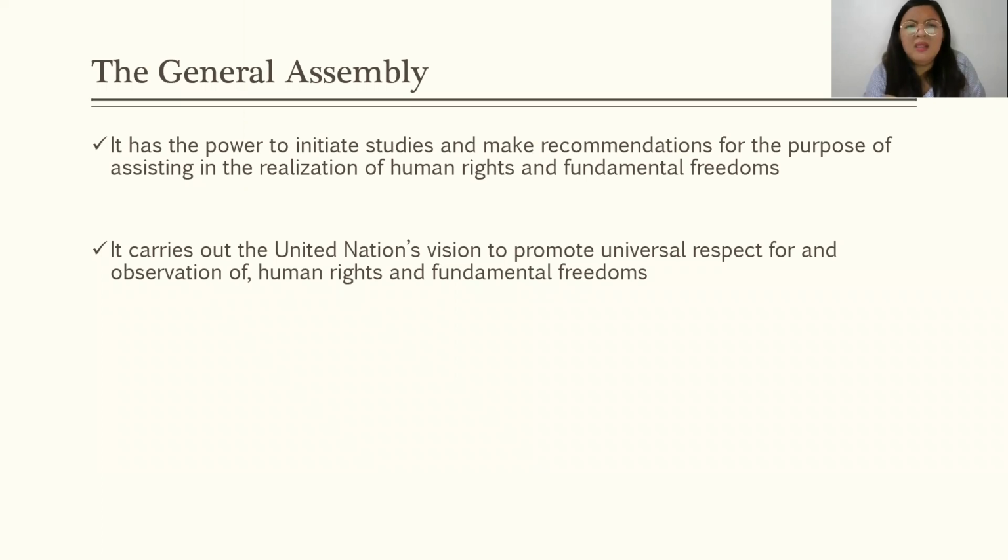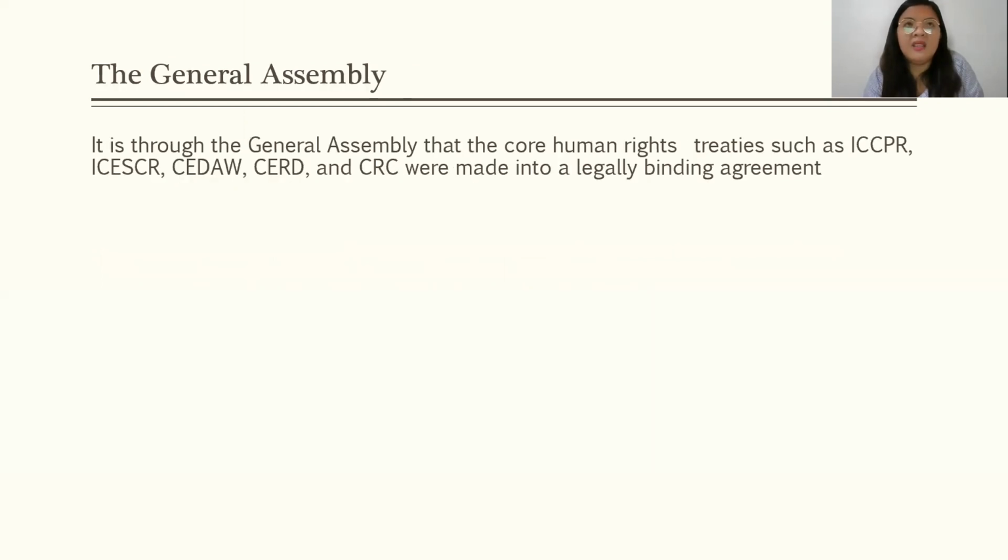So what is the General Assembly? It has the power also to initiate studies and make recommendations for the purpose of assisting in the realization of human rights. So it carries out its United Nations vision. It is also through the General Assembly that the core human rights treaties such as the CEDAW, the CERD, the CRC were made into legally binding agreements.